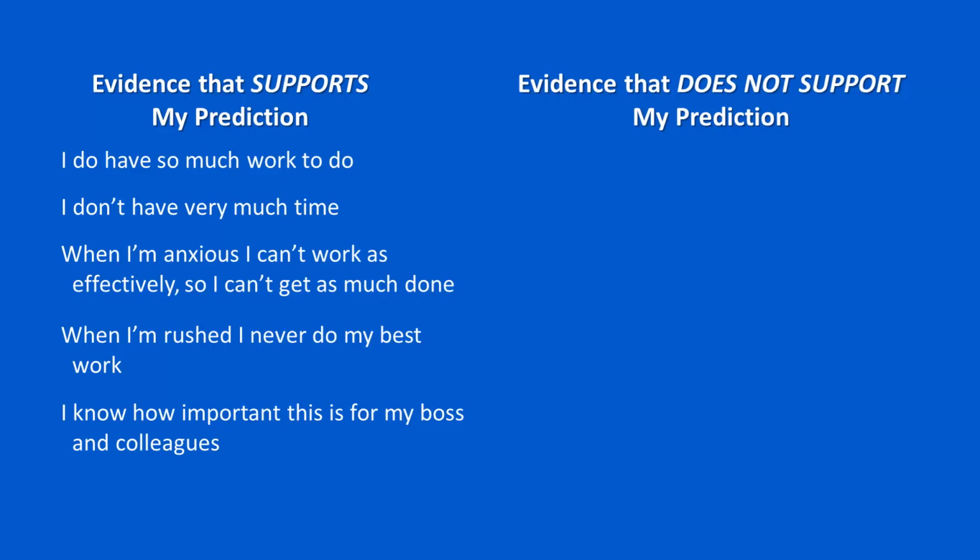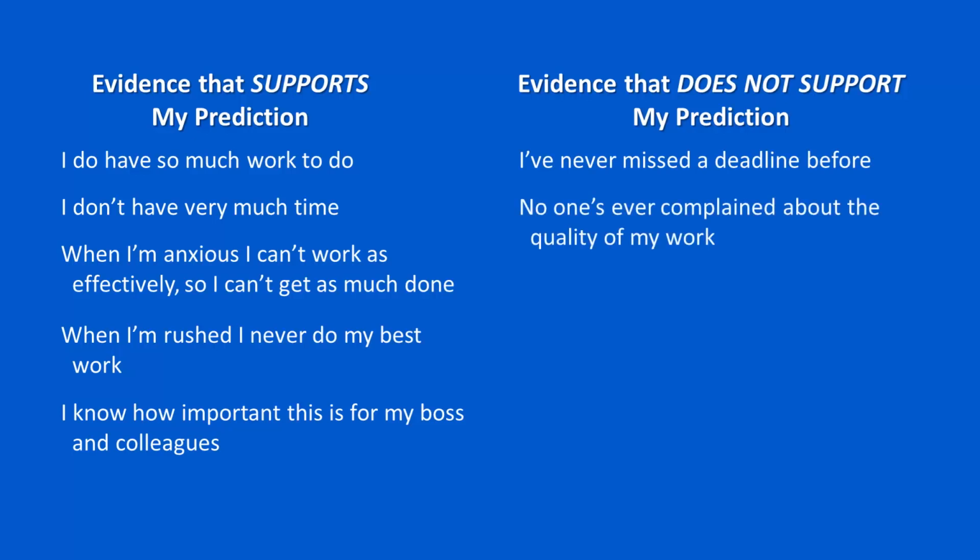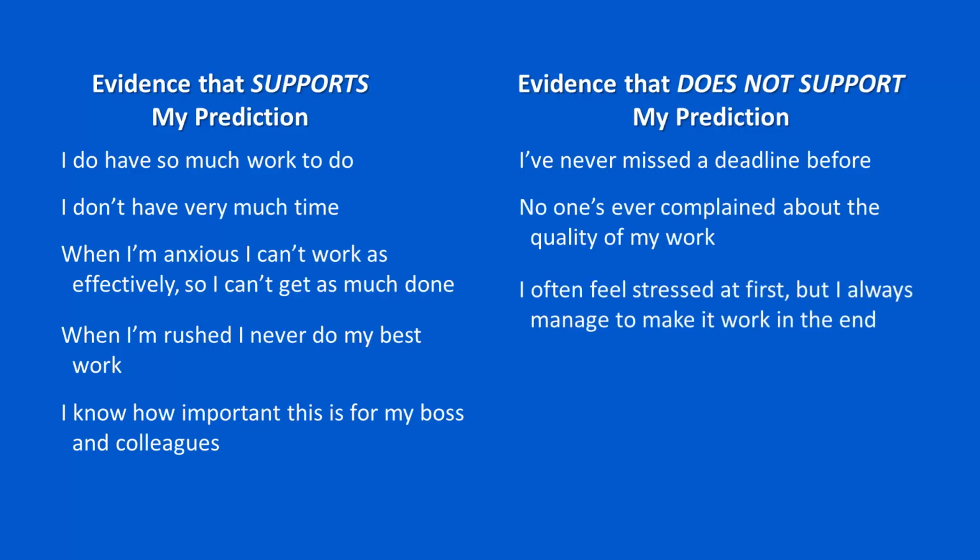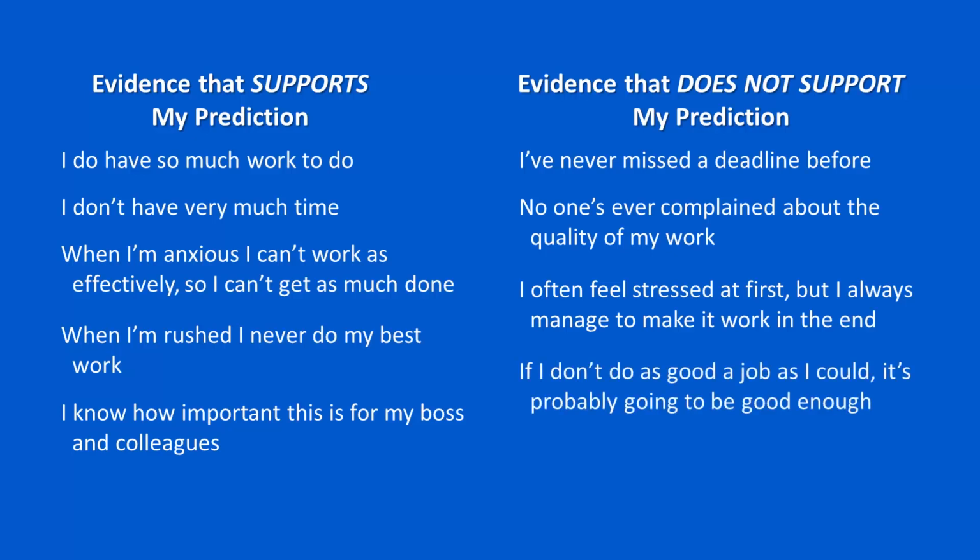And then the evidence that doesn't support our prediction could be things like, I've never missed a deadline before. No one's ever complained about the quality of my work. I often feel stressed at first, but I always manage to make it work in the end. Even if I didn't do as good a job as I could, it's still probably going to be good enough. And even if I do let people down, I've worked here long enough with good enough results that I'm not going to get fired over this one thing.